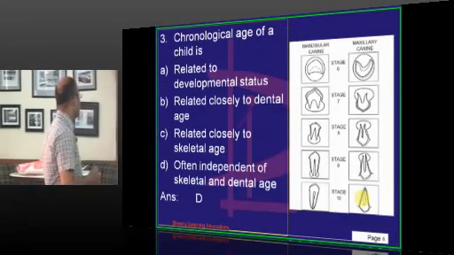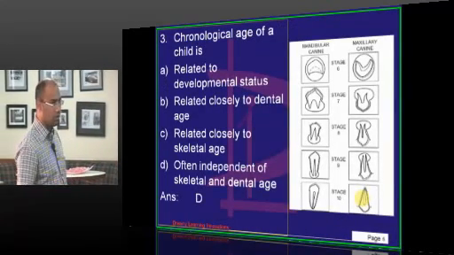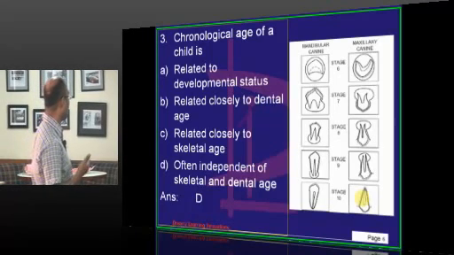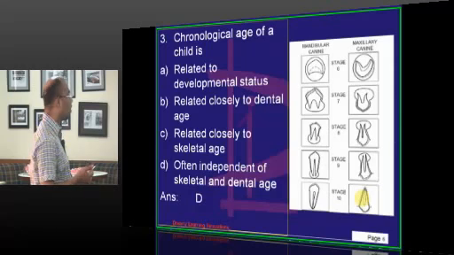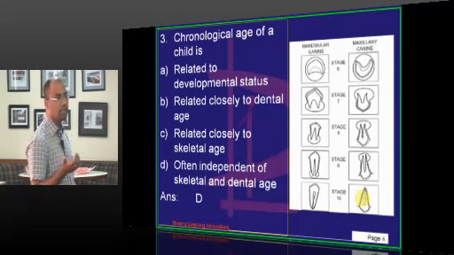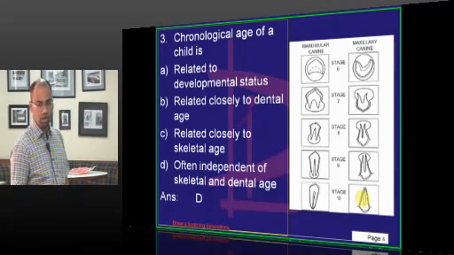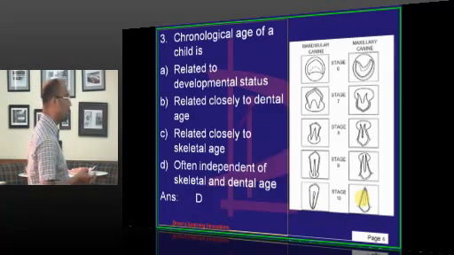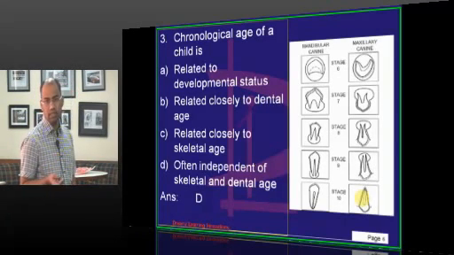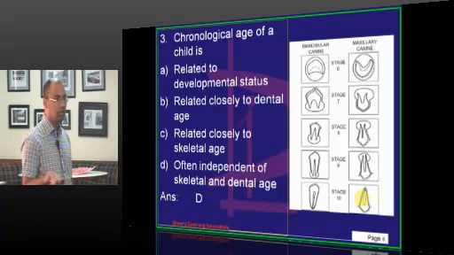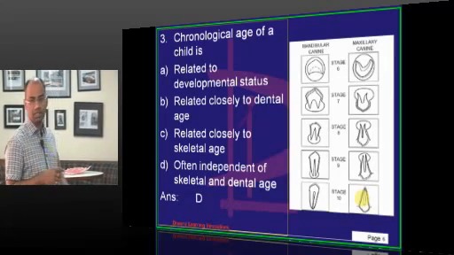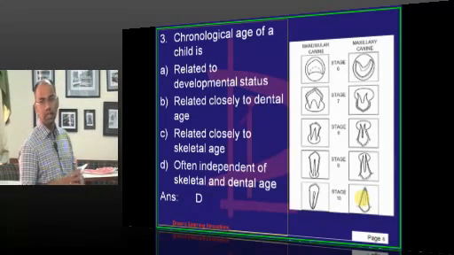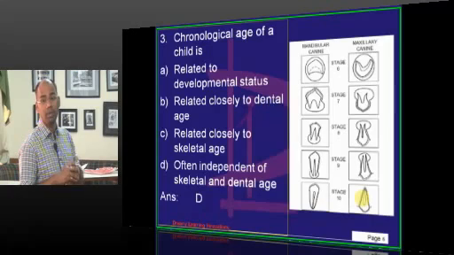Is the chronological age of the child related to the developmental status, dental age, or skeletal age, or independent? See, ages can be of different types: chronological age, biologic age, skeletal age, dental age, or mental age based on the intelligence quotient. What this question asks is whether chronological age is related to the skeletal or dental age. See, it is often independent.